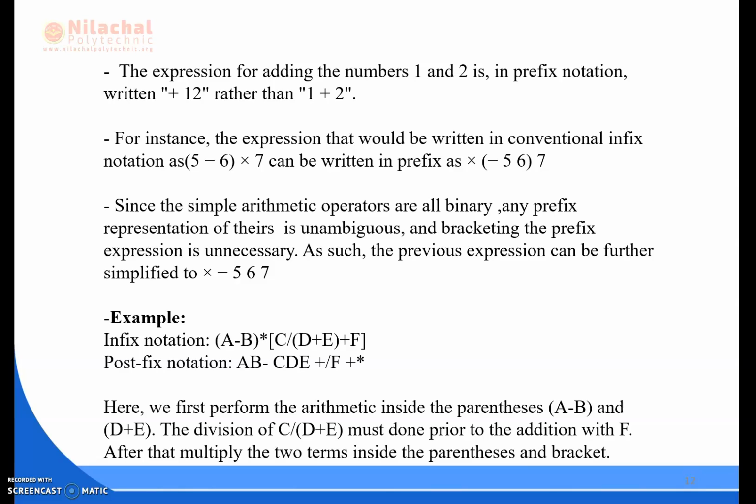Here, in the given example, we first perform the arithmetic inside the parentheses, that is a minus b and d plus e. The division of c divided by d plus e must be done prior to the addition with f. After that the two terms are multiplied. So finally we get the postfix notation as ab minus cde plus divided by f plus multiplication.